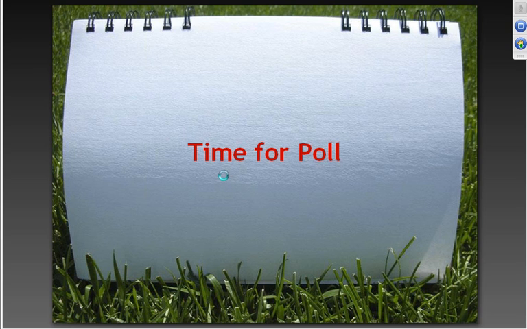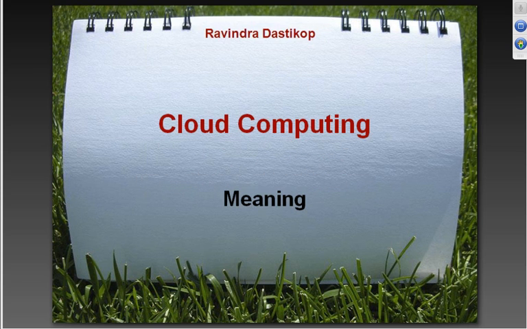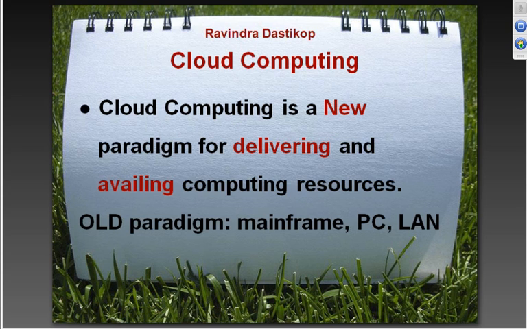So the first topic that I take is cloud computing, and I will be covering the meaning and definition of cloud computing. Cloud computing is a new paradigm for delivering and availing computing resources. We know there are things called cloud computing resources like storage, networks, computing power, CPU and all. Cloud computing is a new mechanism, and it's called a new paradigm because it changes the focus and the shift in delivering this.